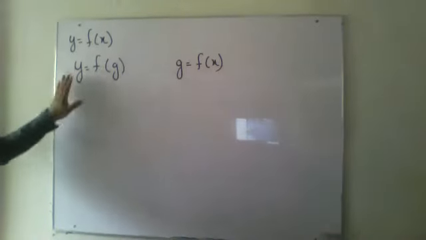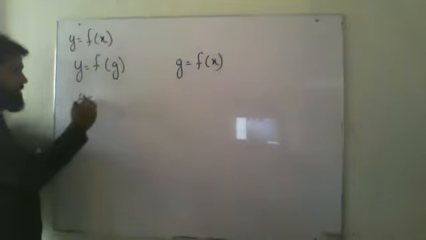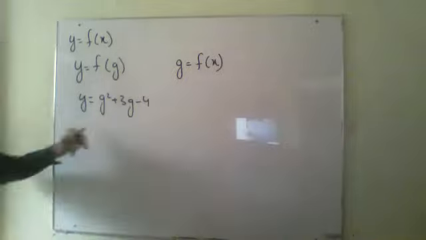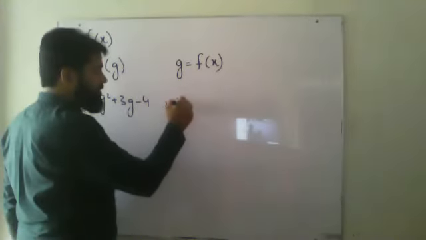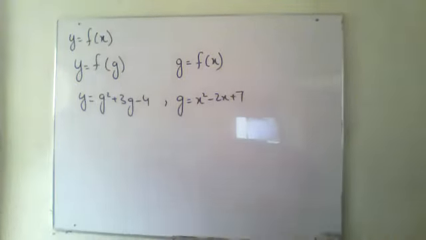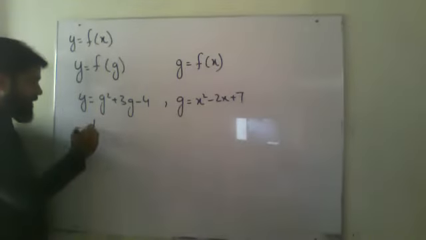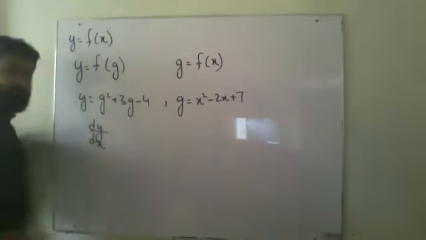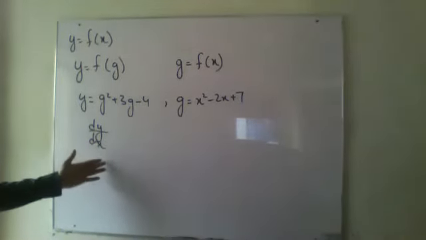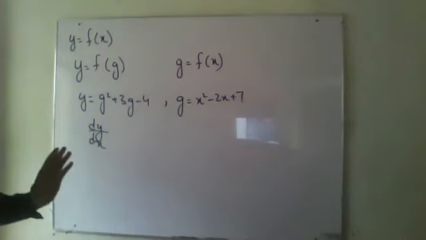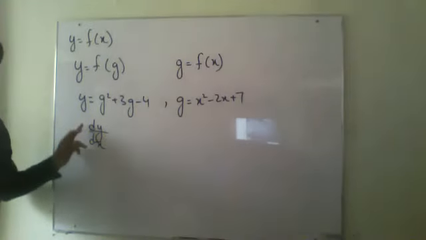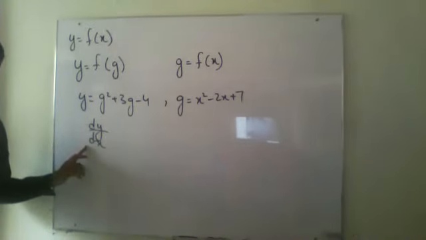Like y is given to me, for instance, as g square plus 3g minus 4, and g is given to me as x square minus 2x plus 7. And I am telling you to find dy over dx. So the problem is that y is not in terms of x, so I can't directly get this value.